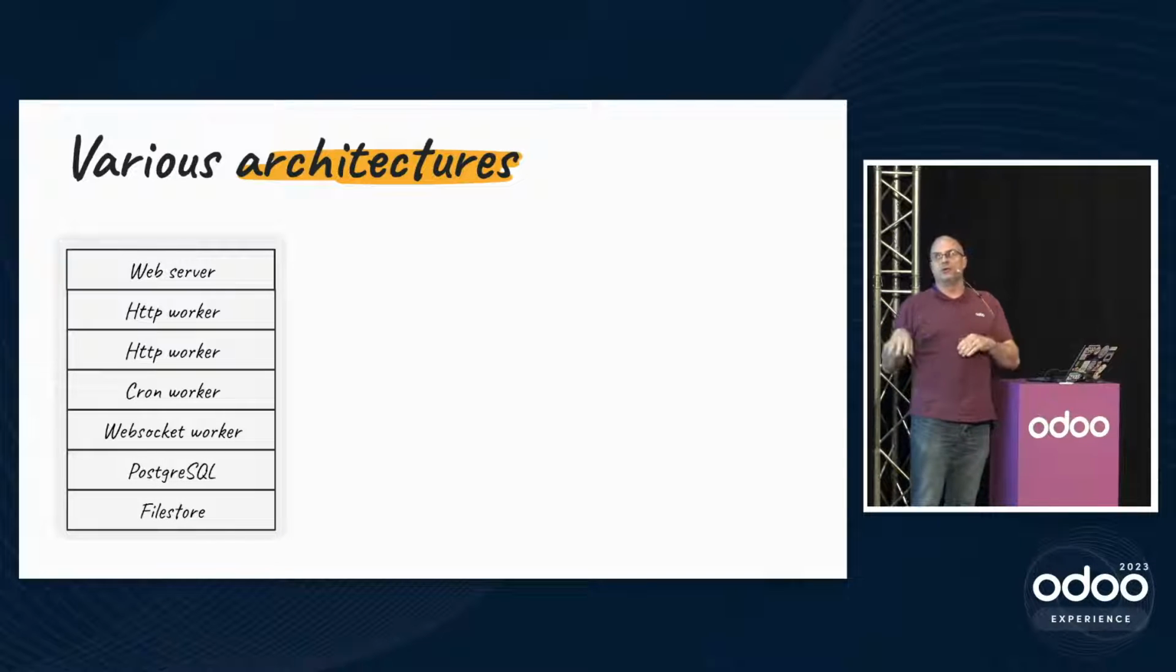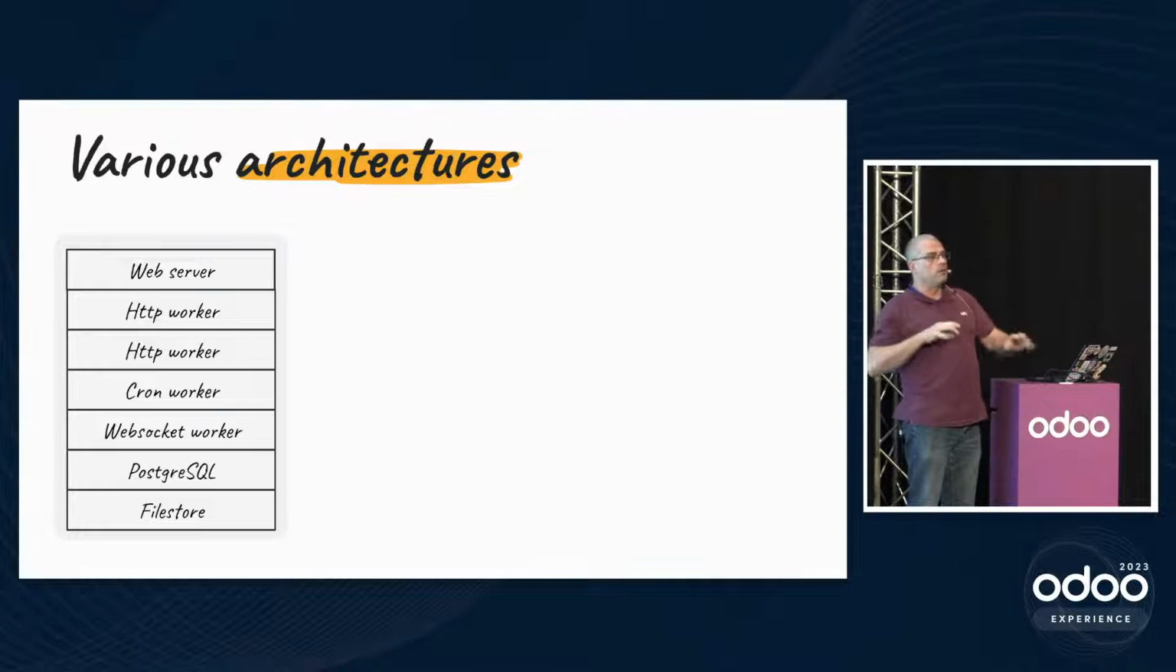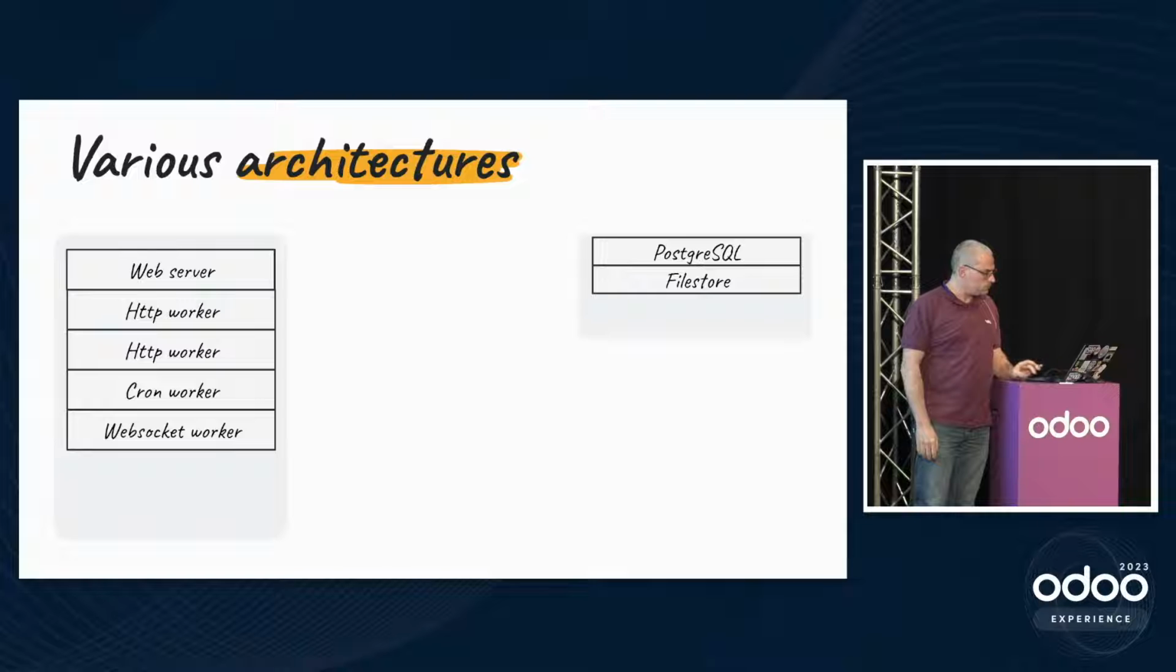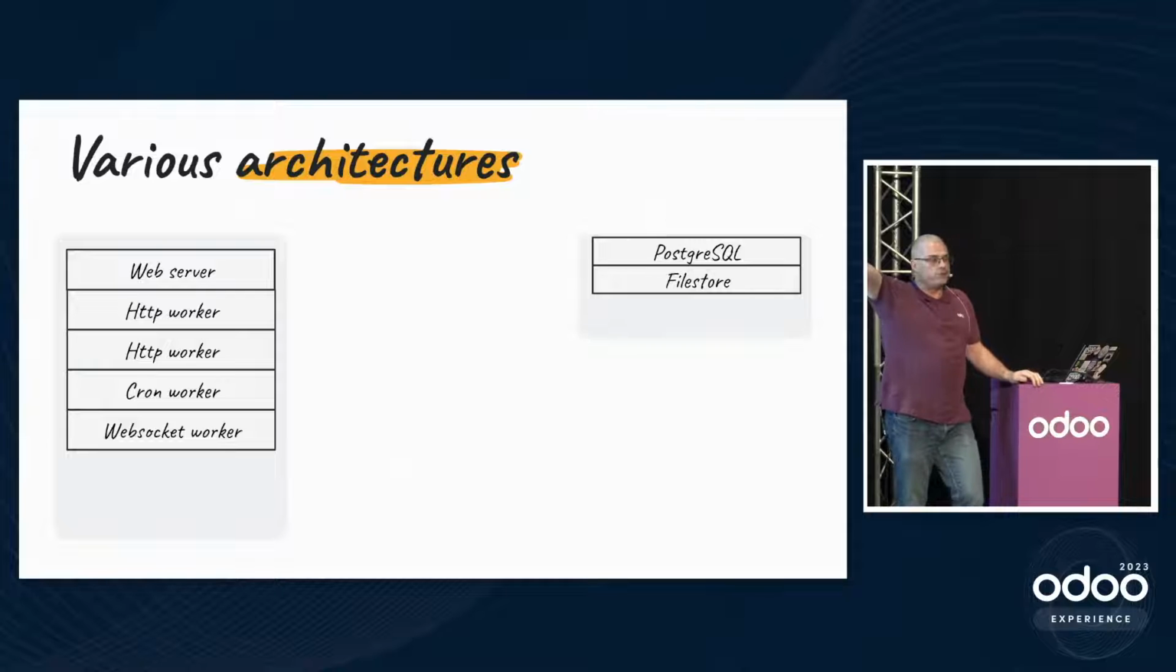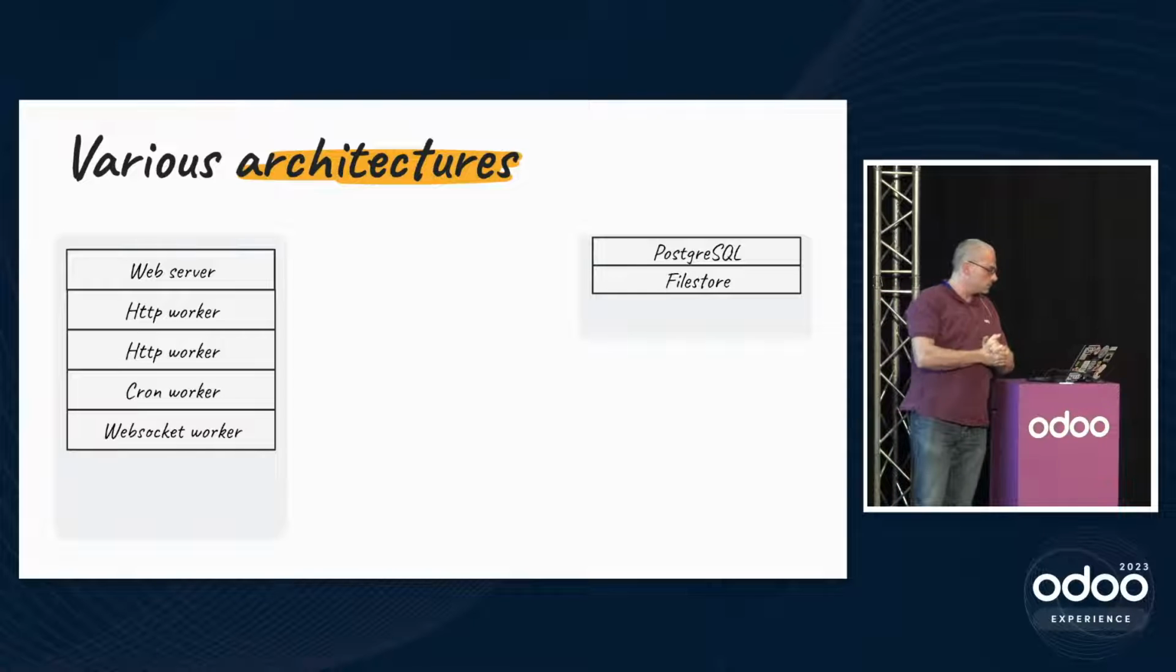So one thing we can do is split Odoo and PostgreSQL on two different machines. We can split PostgreSQL and the file store on one machine, and on the first machine only leave the web server, the HTTP worker, the cron worker, and a WebSocket worker. You should have a network latency low enough between the two machines.